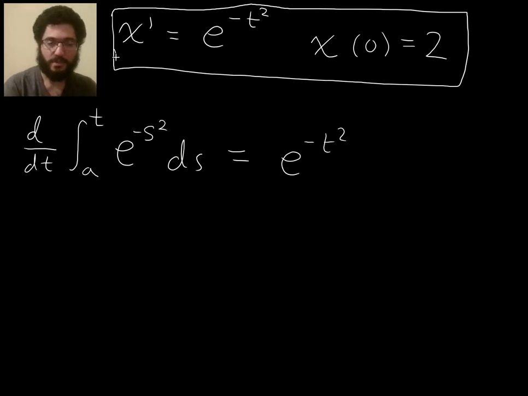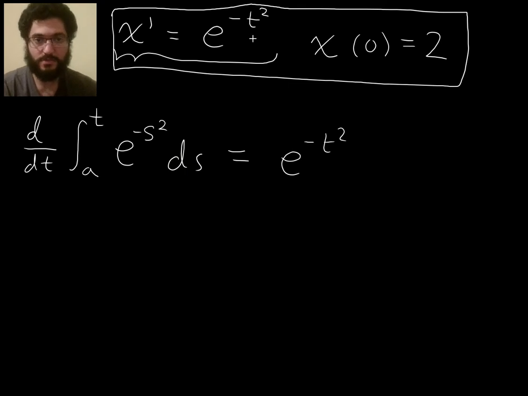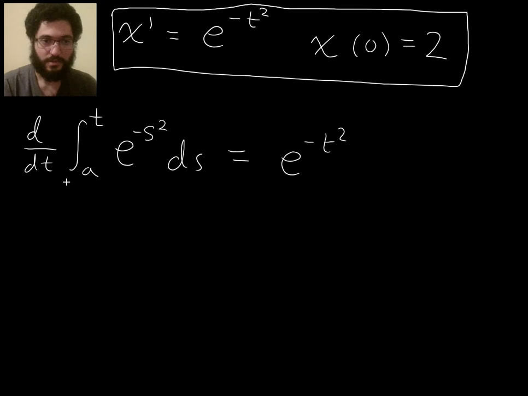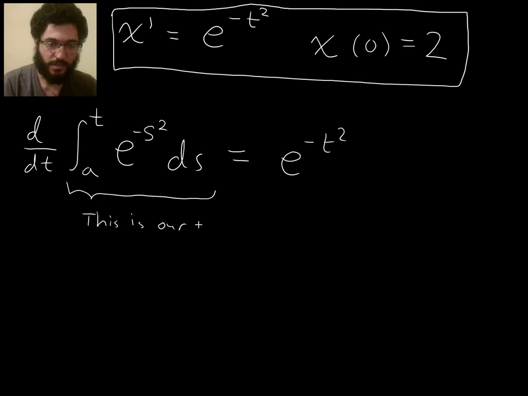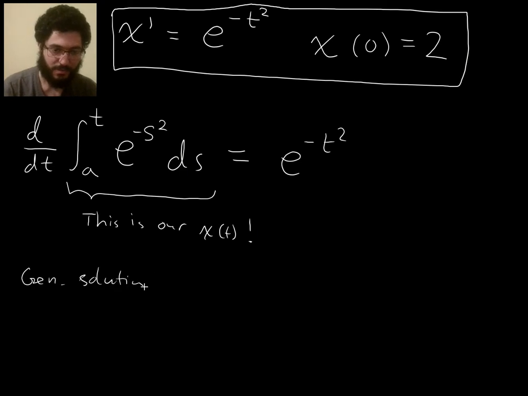So when I'm trying to solve the differential equation, what am I doing? I'm looking for an x whose derivative is this, right? I'm looking for an x of t, a function of t, whose derivative is this. And here it is, our x of t. Its derivative is this, is what's needed. So the general solution to the differential equation is x of t equals the integral from a to t of e to the minus s squared ds.